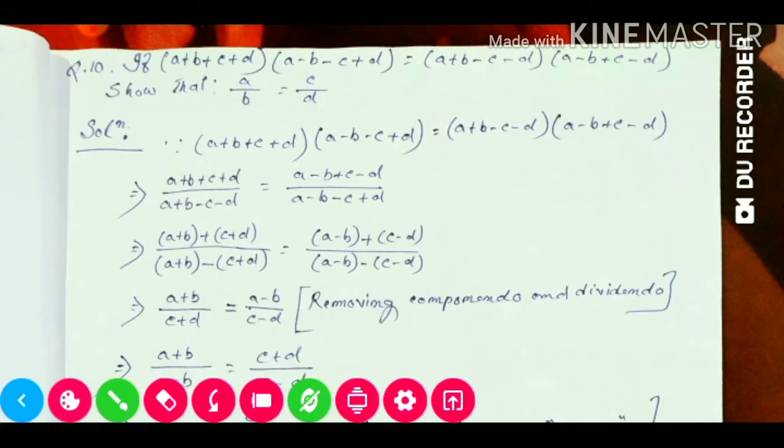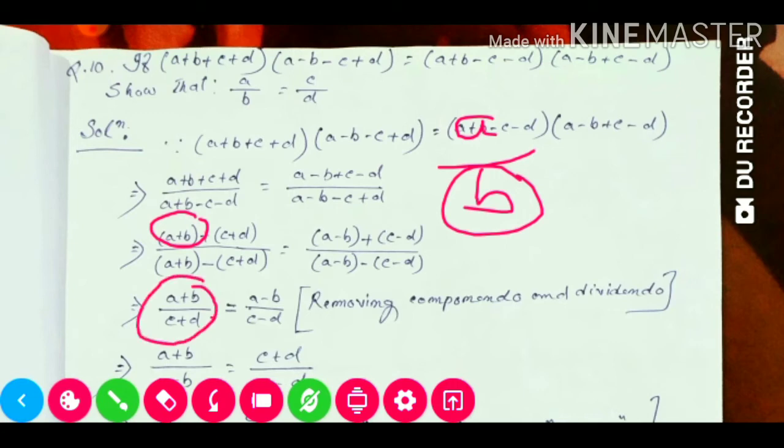If we remove componendo and dividendo, then what will remain? Our original fraction will remain, that means a by b. So here a is a plus b, and b is equal to what? c plus d. So here only this portion will remain. Similarly in this part also, we will remove this one.